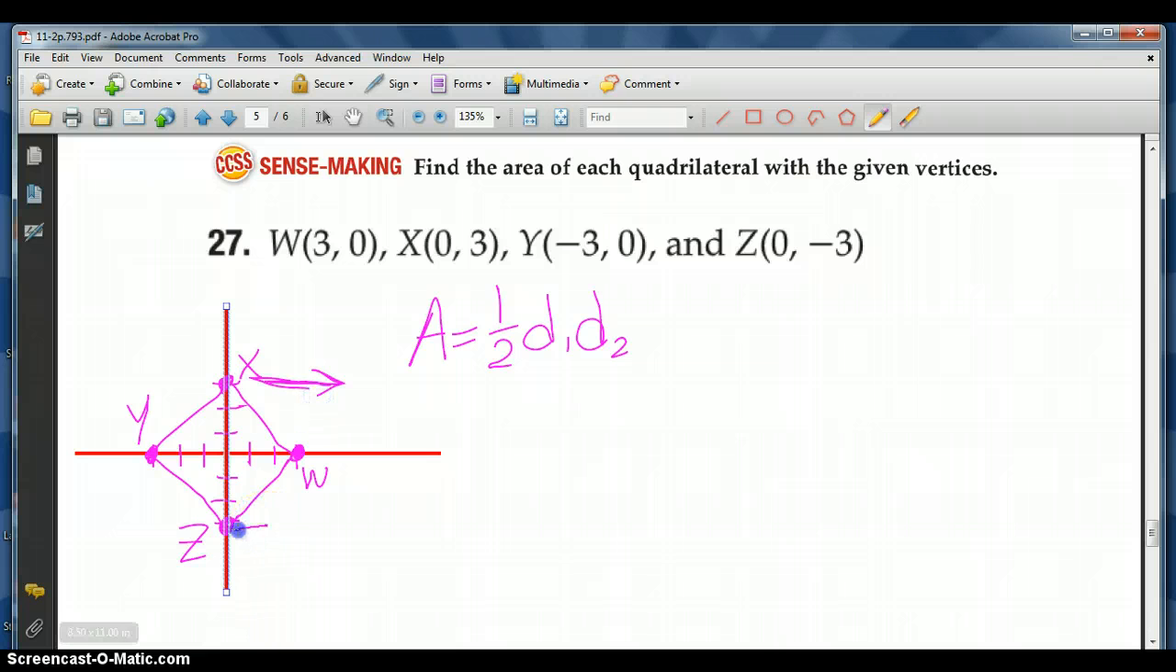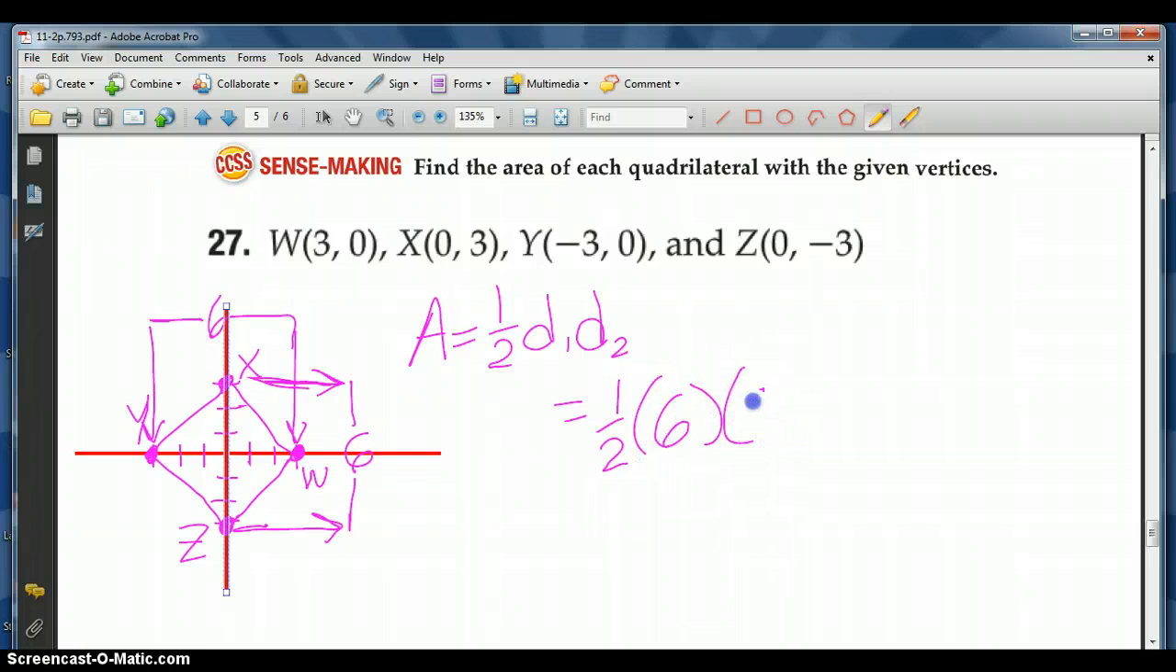So how long are my diagonals? Well, from here to here, that would be a length of 3 plus 3, or 6. And then from here to here would also be 3 plus 3, or 6. So substituting in, I have half of 6, which is 3 times 6, which is 18 square units.